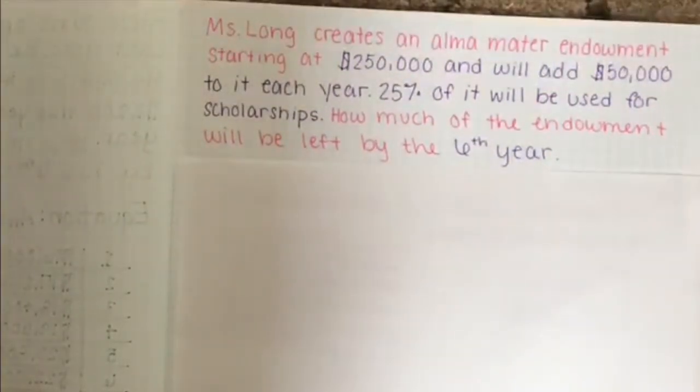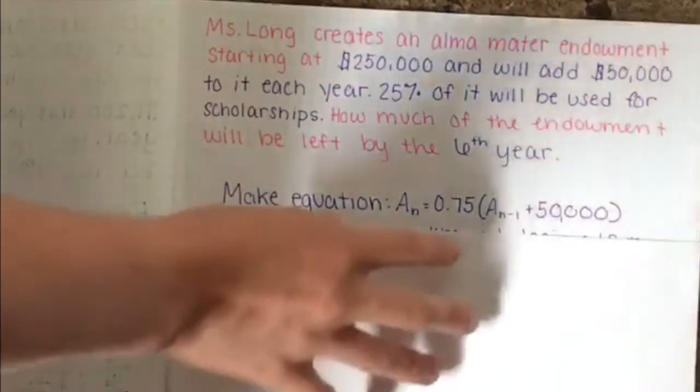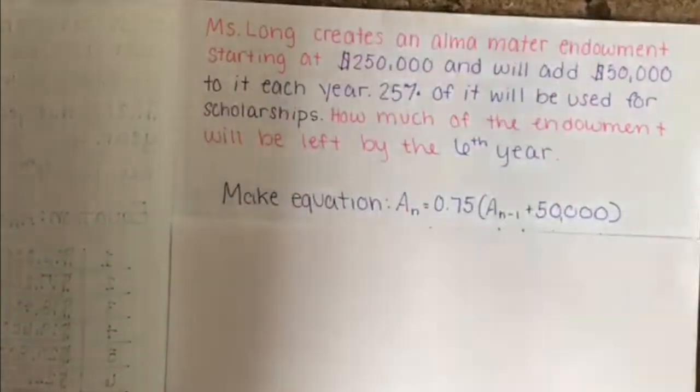Miss Long created an alma mater endowment starting at $250,000 and will add $50,000 to it each year. However, 25% of it will be used for scholarships. How much of the endowment will be left by the 6th year? This one is a little more difficult because you have an extra variable in the mix. Let's solve the equation anyways.